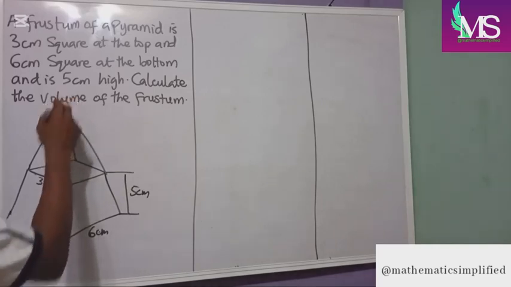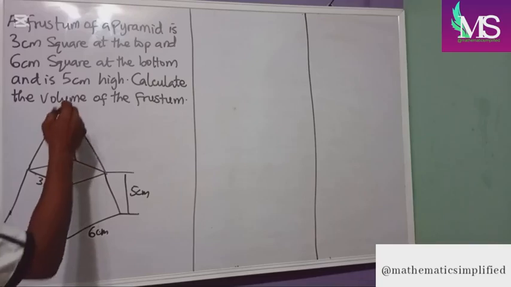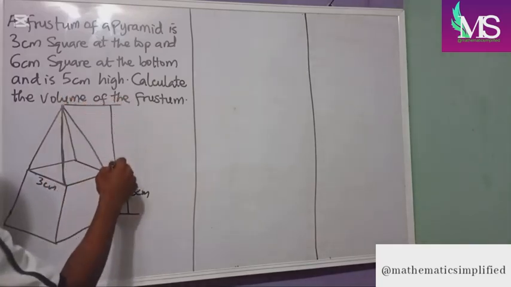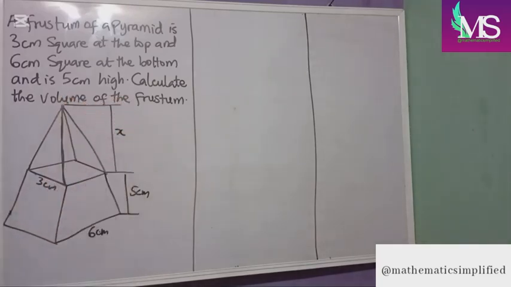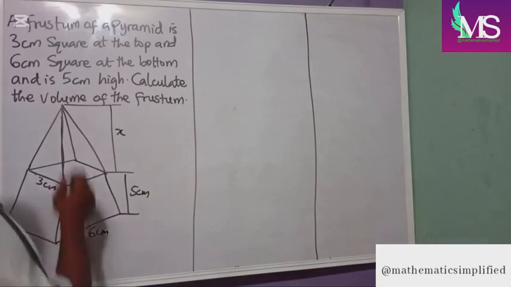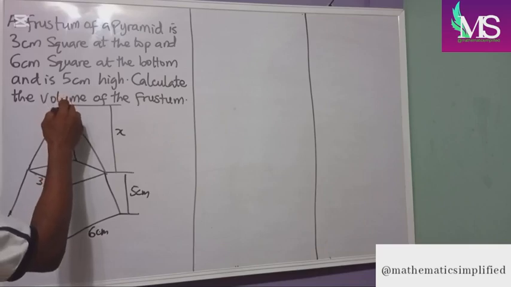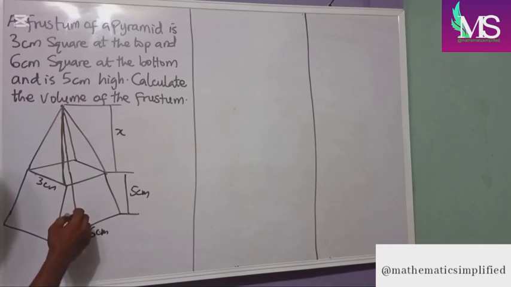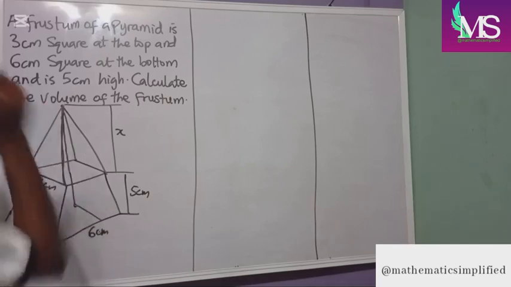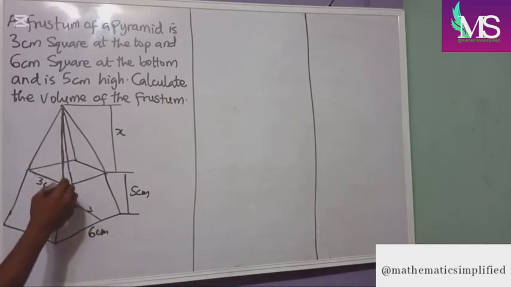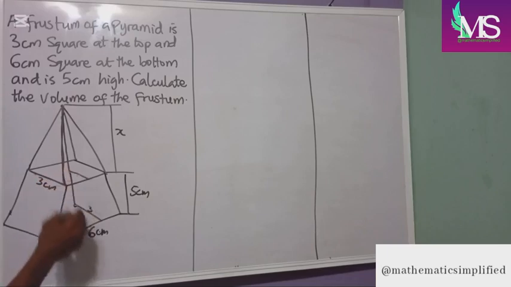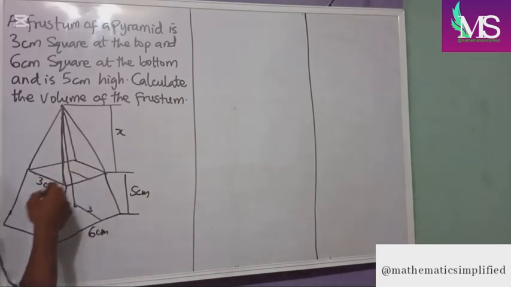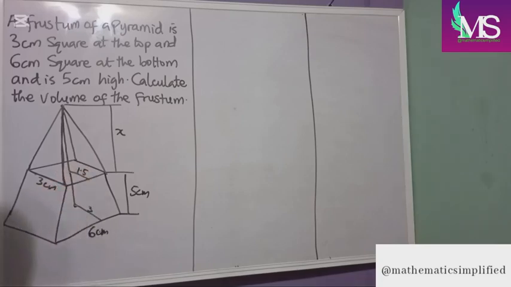Okay? Now, if we make it a complete pyramid, we'll call this height x. From the middle of this point, we have our line passing through this center down to the center of our pyramid. So from here to here will give us 3. Now from this point to this point will give us 1.5. Why are we having 3 and 1.5?